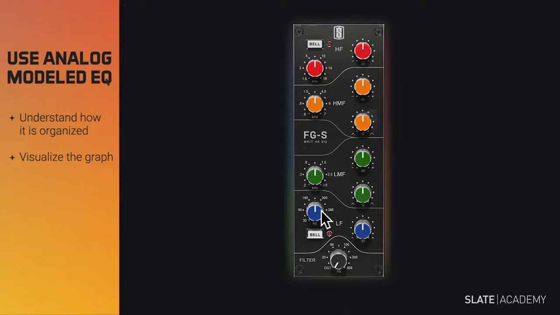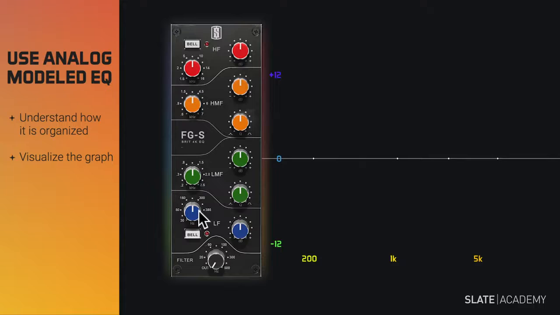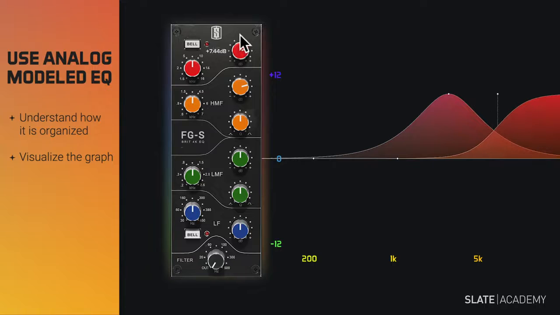So as I'm looking at this EQ, I'm picturing what the graph looks like in my head. This is an important step to being able to easily use these types of EQs. So when I start tweaking this EQ, I'm picturing the curves. I've got my high mid frequency band set to 3 kilohertz. I'm picturing what that looks like on the graph, and I'm picturing what a 7 or 8 dB boost would look like there. Or maybe the high shelf that I'm boosting.